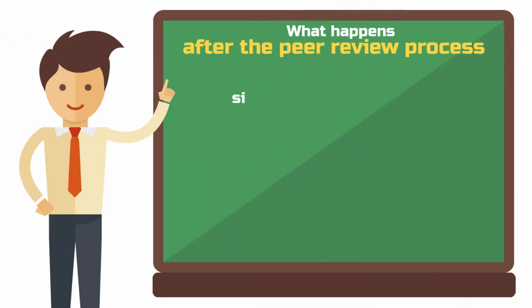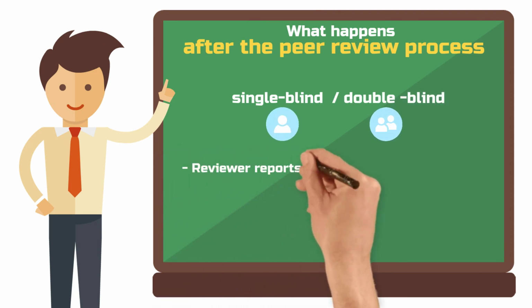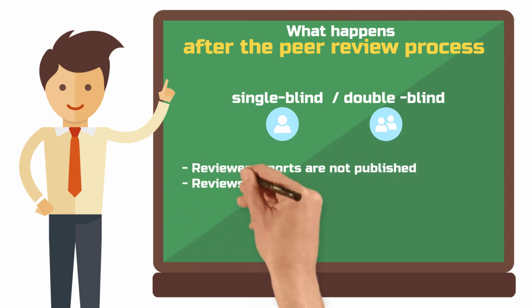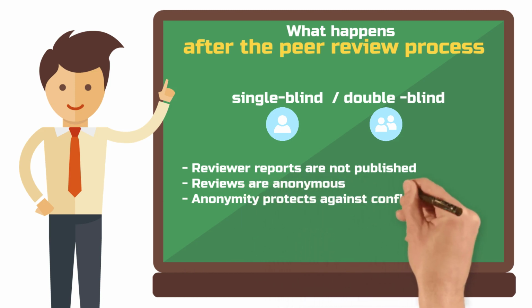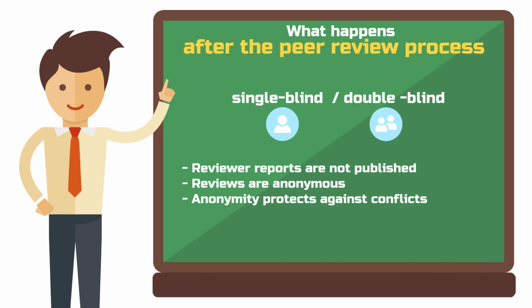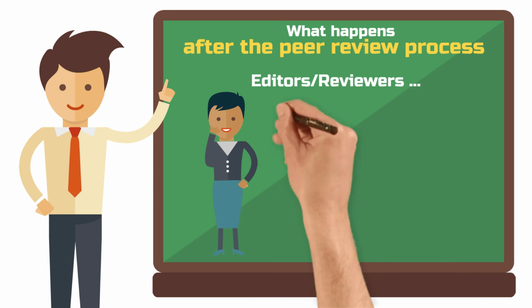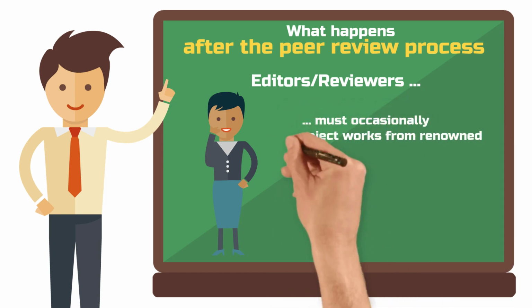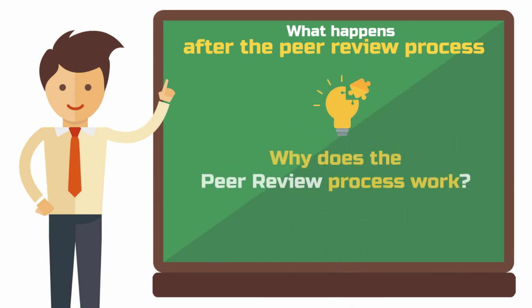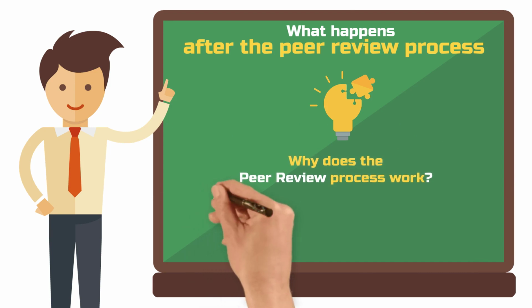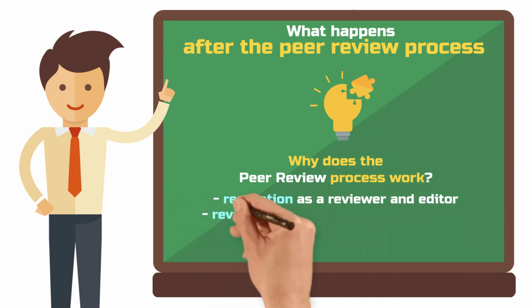So what happens after a peer review process? In single and double-blind processes, reviewer reports are generally not published, even if they are anonymous. This has its advantages, such as not having to worry about offending someone when criticizing their work or even rejecting it from publication. Editors often face the unenviable task of having to reject works from renowned author teams, subsequently facing their anger and disappointment. The reason the peer review process works is solely due to the reputation people gain from being a reviewer or editor of a particular journal.